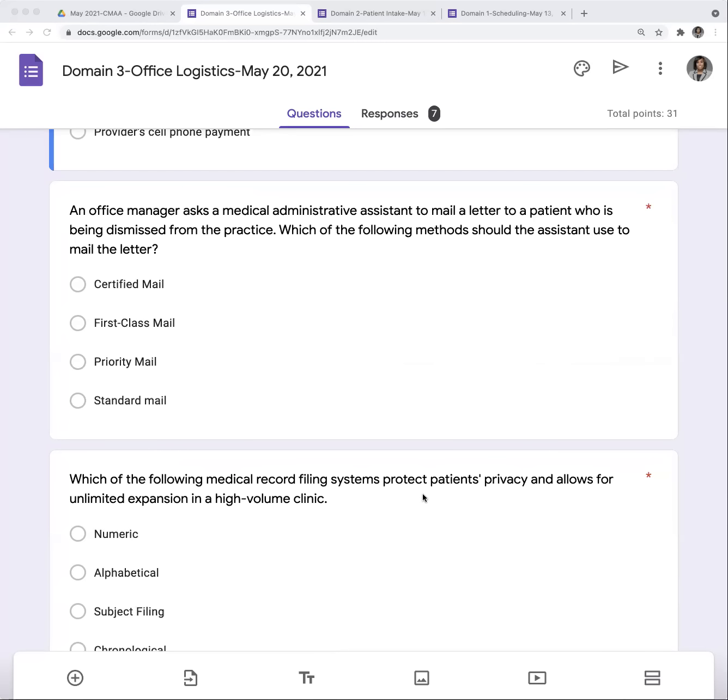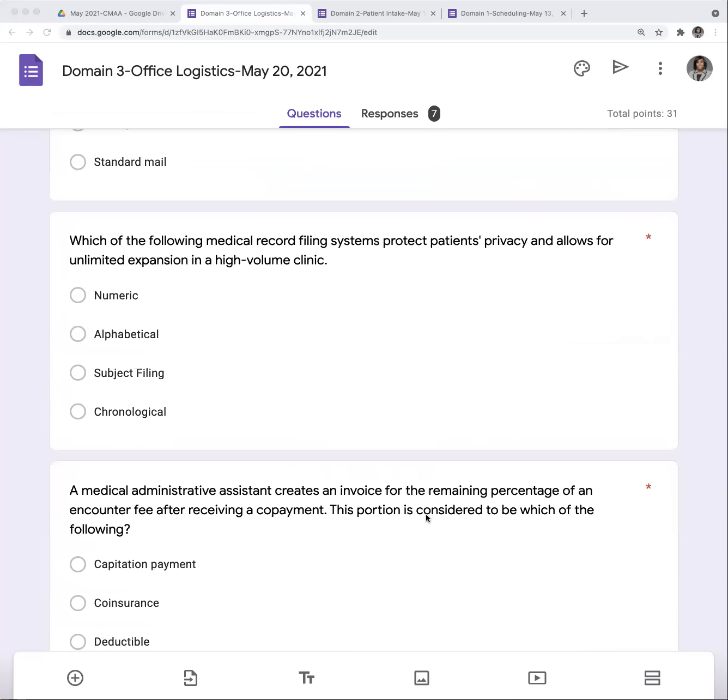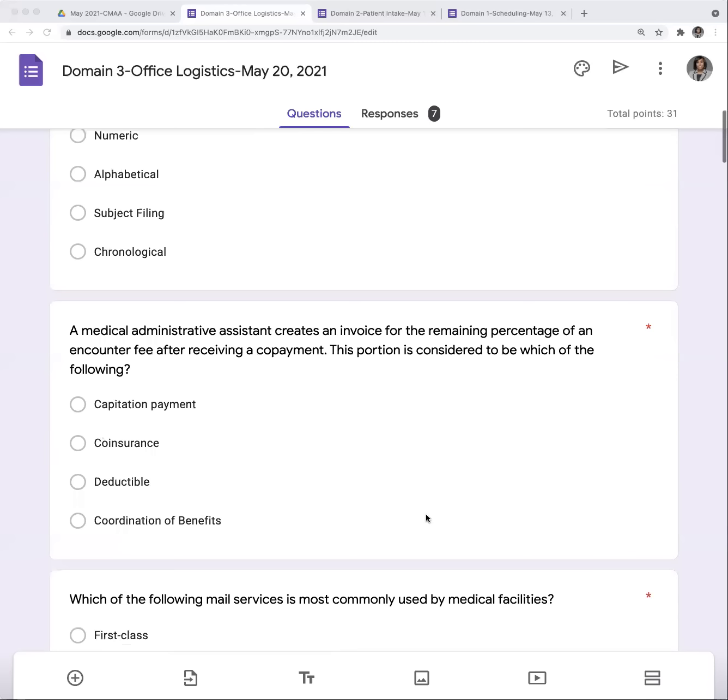Which of the following medical record systems protects patients' privacy and allows for unlimited expansion in a high volume clinic? Numeric. MAA creates an invoice for the remaining percentage of the encounter fee after receiving the copay. Key here is percentage. Co-insurance, because co-payment is a small fixed amount, co-insurance is a percentage, and it's going to vary based on the plan.